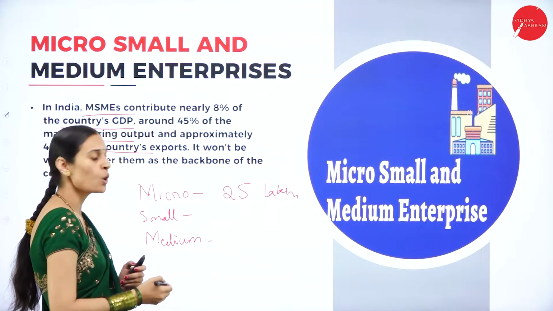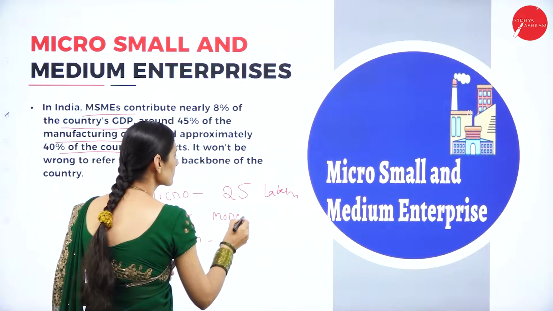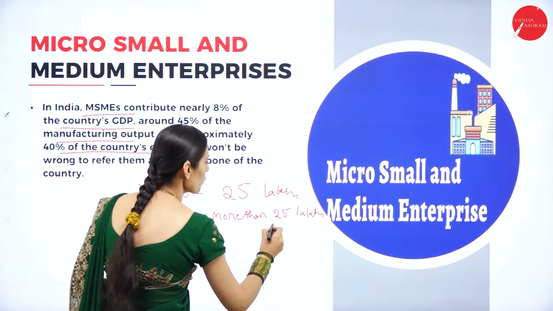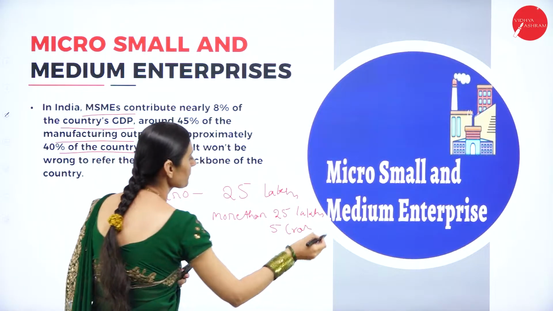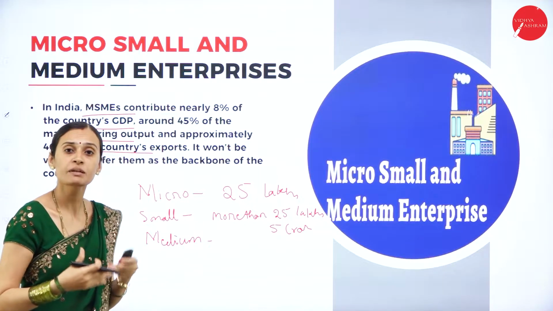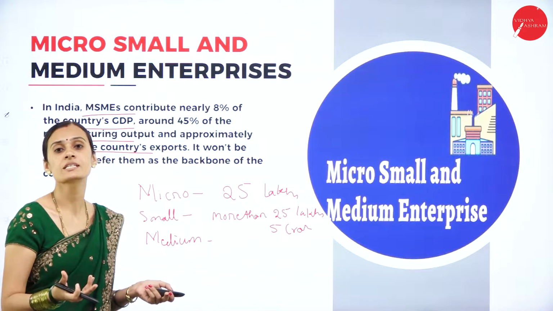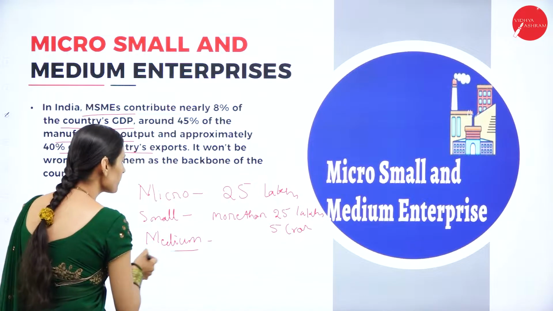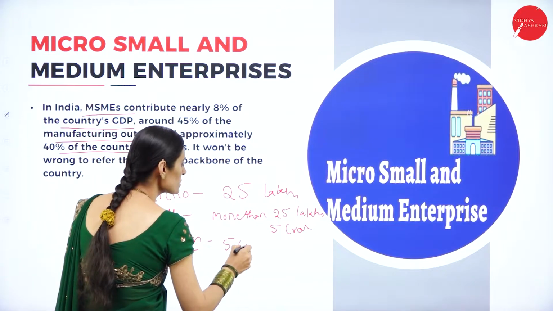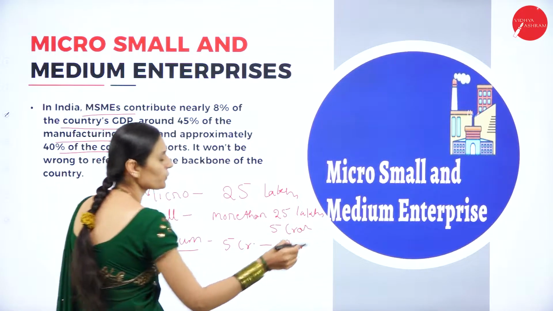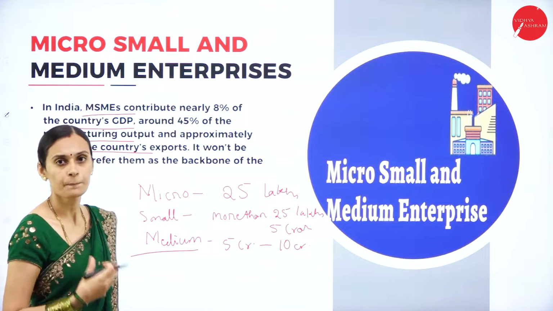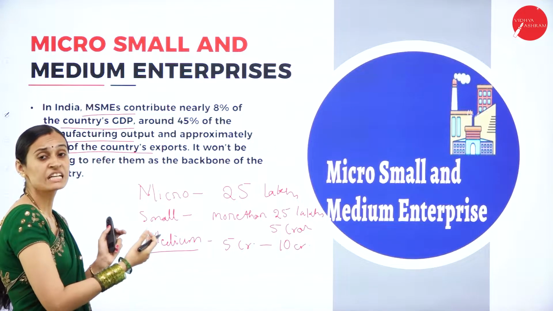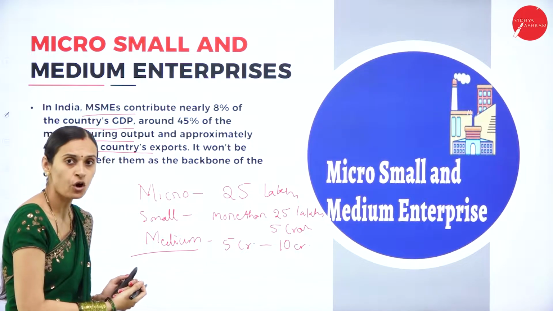Small enterprises are those with investment of more than 25 lakhs and less than 5 crores. The investment on machineries and plants will be more than 25 lakhs and will not exceed 5 crores. Then medium enterprises have investment of more than 5 crores and less than 10 crores on machineries and plants. That is micro, small and medium enterprises. This is the MSME redefined classification on the basis of investment on machineries and plants.